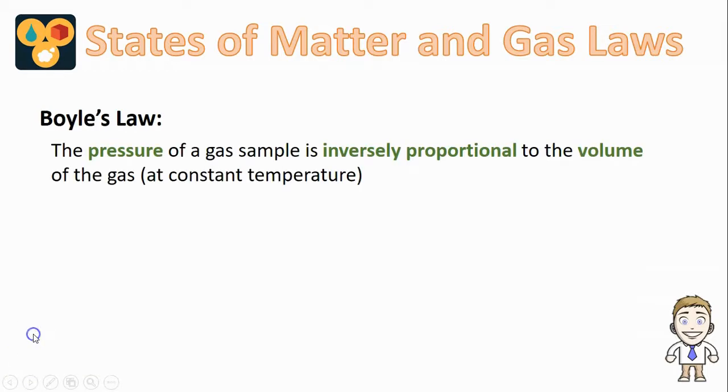So Boyle's Law is the first gas law, and it says that the pressure of a gas sample is inversely proportional to the volume of the gas while the temperature remains the same. So it's looking at two gas variables, pressure and volume. What exactly does that statement mean?